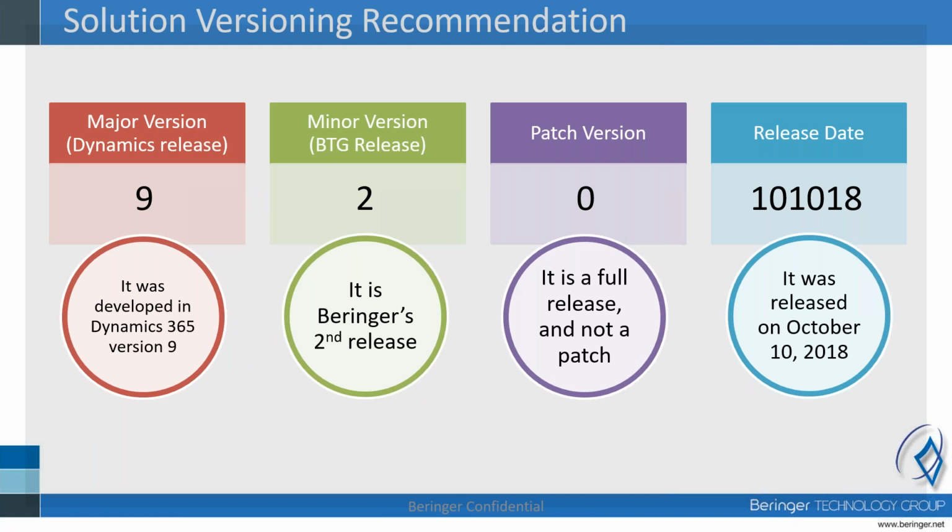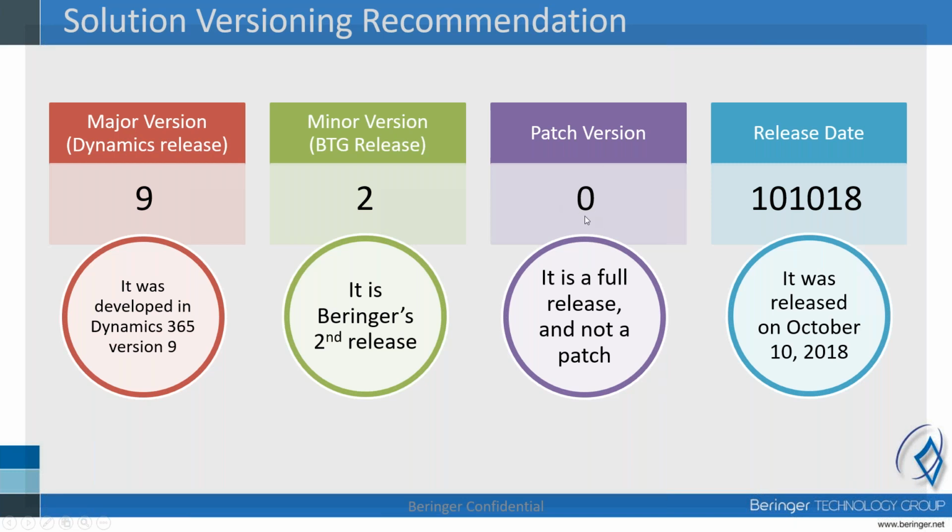So the first number is your Dynamics release number. Right now we're in version 9. Maybe you're in version 8. When they go to the next version, we'll change that to 10. The next number is our minor release number, and we're going to see this happen live. When you create all your patches and you clone a solution to the next solution, it automatically increments the second number for you. So this just means that this is our second release of our solution.